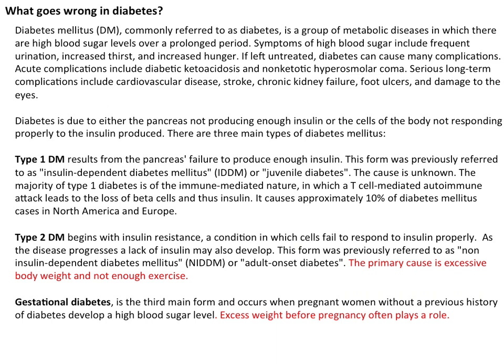Now about diabetes. Actually, deficiency of insulin can cause diabetes. Diabetes mellitus, commonly referred to as diabetes, is a group of metabolic diseases in which there is a high blood sugar level over a prolonged period. Symptoms of high blood sugar include frequent urination, increased thirst, and increased hunger. If left untreated, diabetes can cause many complications.